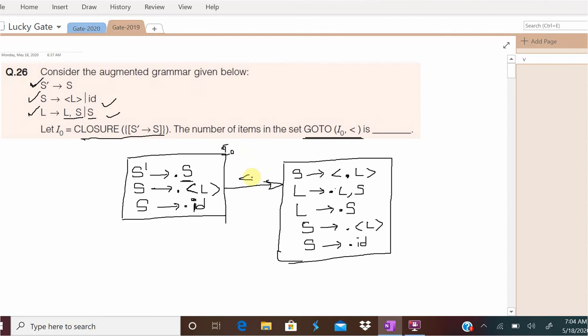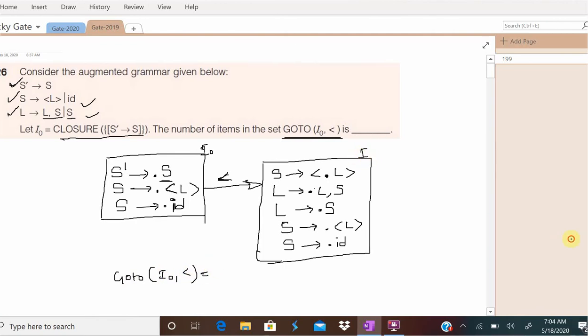So this is the I0 state, and on '(' the goto of I0 comma '(' is going to give you I1. Now the question is the number of items in the goto of I0 comma '('. Goto of I0 comma '(' is I1. Now this I1 contains how many productions? 1, 2, 3, 4, 5. So the answer for this question will be 5.